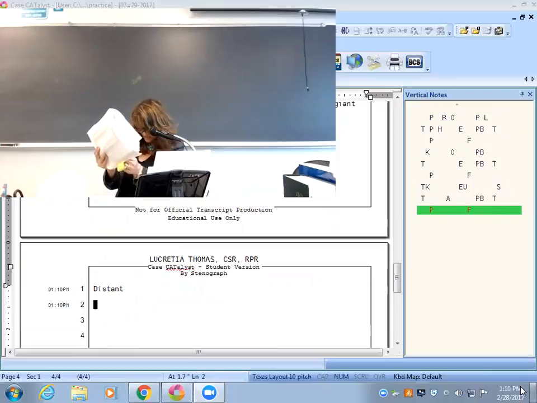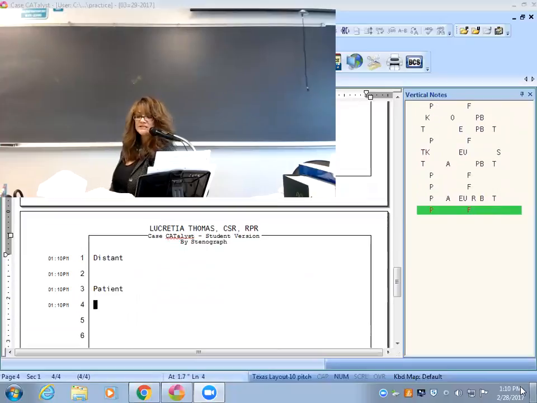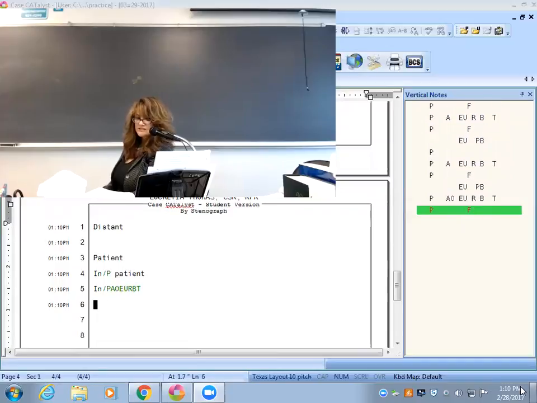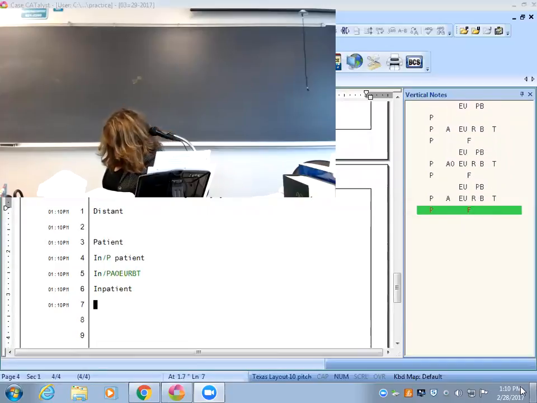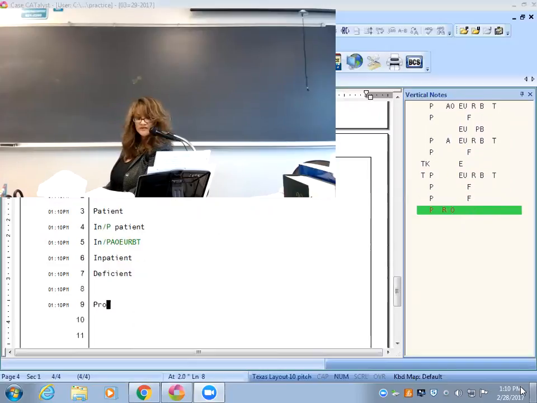And then over on page 182, words that have the shint sound. Patient, for example, is RBT, if you can get it in one stroke. So patient, P long A, RBT. You have inpatient, IN, and then patient, P long A, RBT. Okay? And then you have deficient, DE, and then ficient, FIRBT. And then proficient, pro, and then ficient.